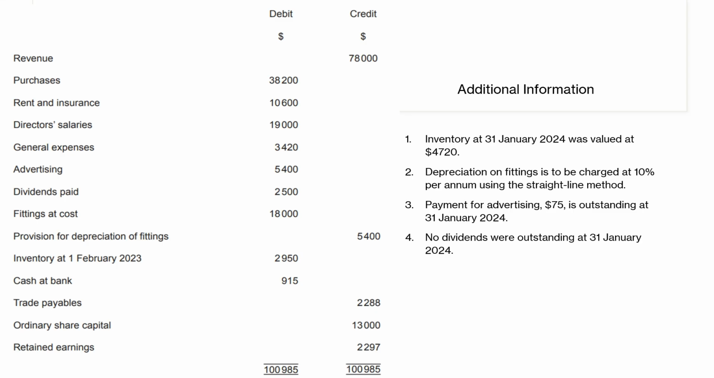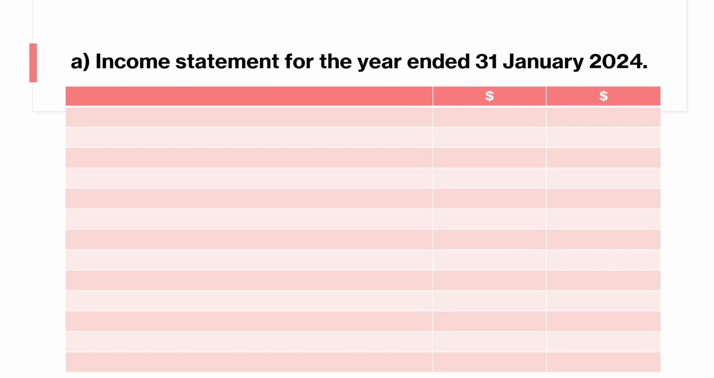If you take a look at the question, it gives us the trial balance, which lists the balances for the period as at 31st January 2024. And then you have some additional information. First, we are supposed to prepare the income statement for the year ended 31st January 2024.